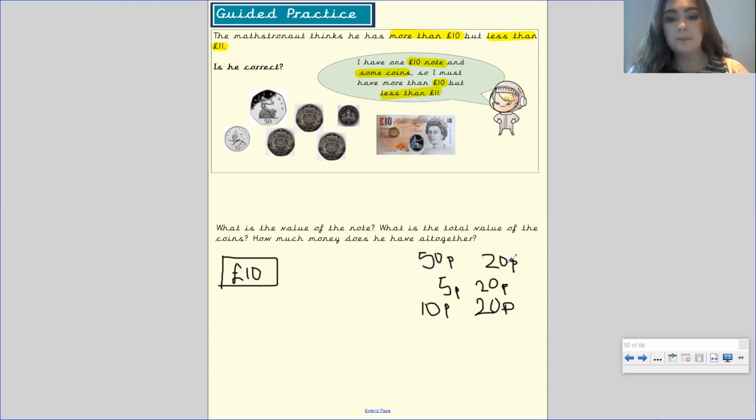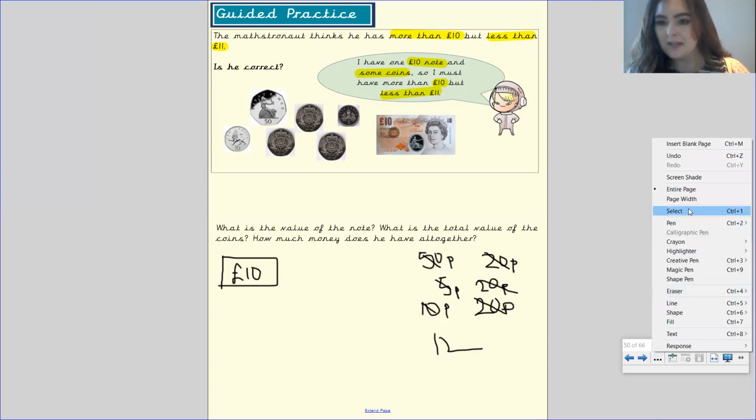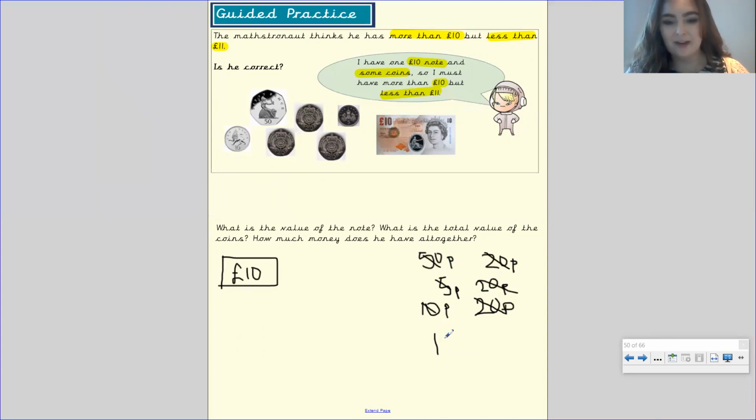Okay, so 50 pence add 20 pence gives us 70 pence. So we've added them together. Add another 20 pence gives us 90 pence. Add the 10 pence gives us 100 pence. Add the 20 pence gives 120 pence. Add the 5 pence gives us 125 pence. So we've got £10 and 125 pence.